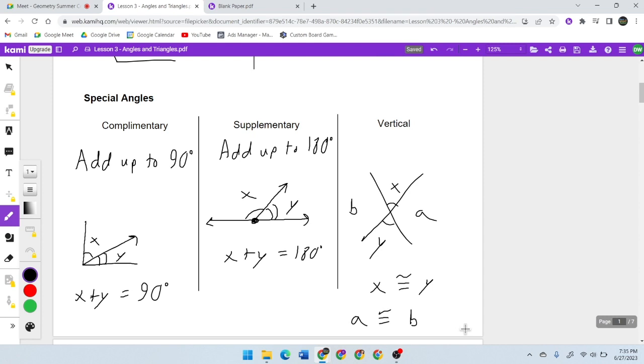Any questions on that first page? Nope. Okay, great.